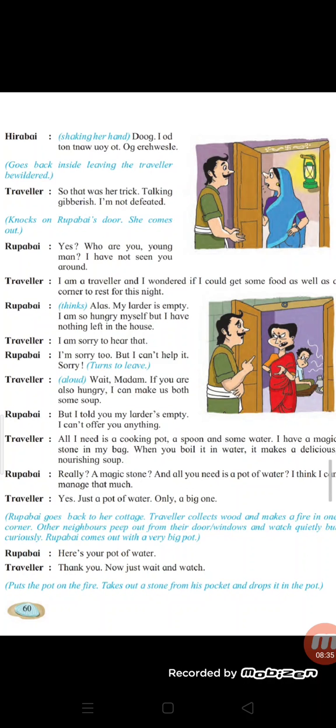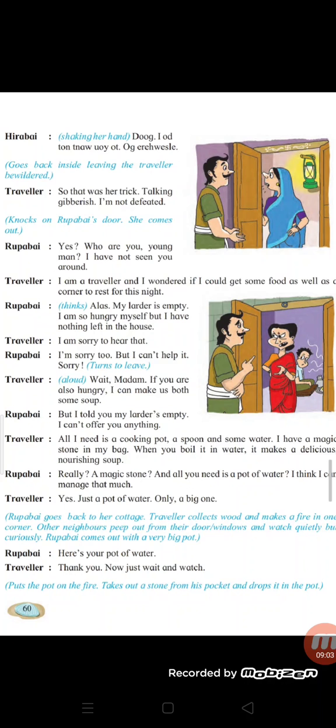As he tells her sorry, she tells him sorry back, because she doesn't have anything to give him. But I can't help you. She says that and turns to go inside the house. Now let's see what the traveler does.